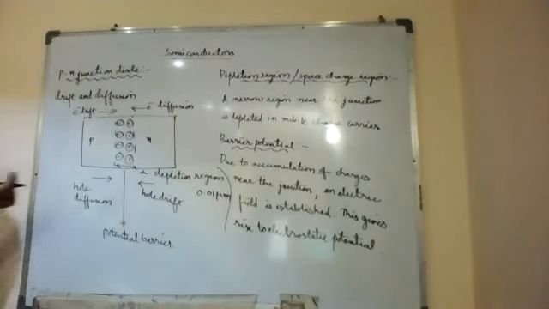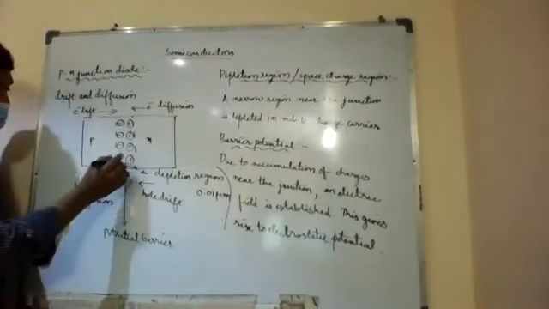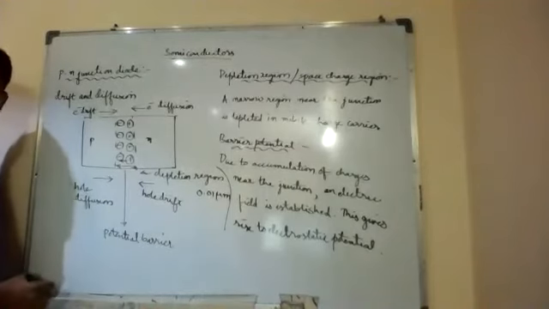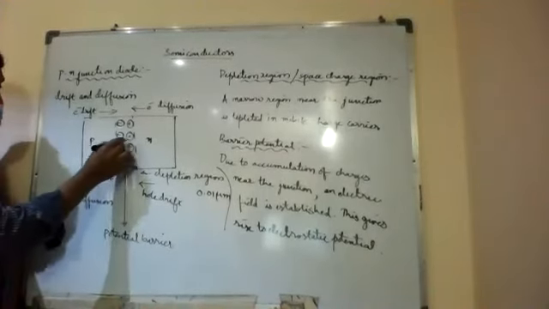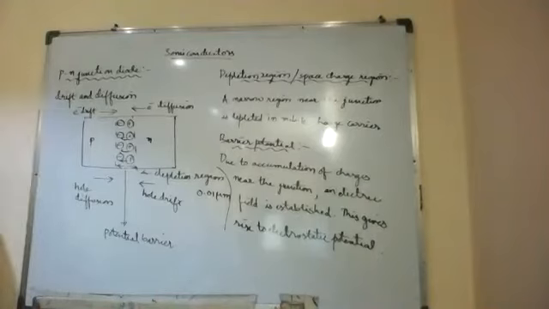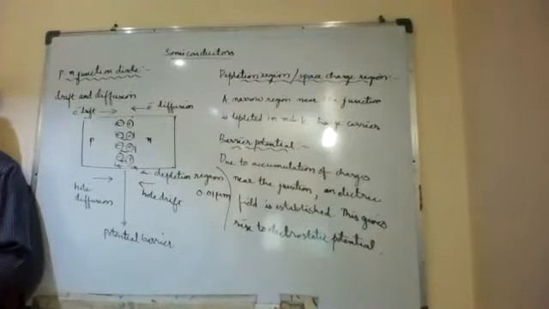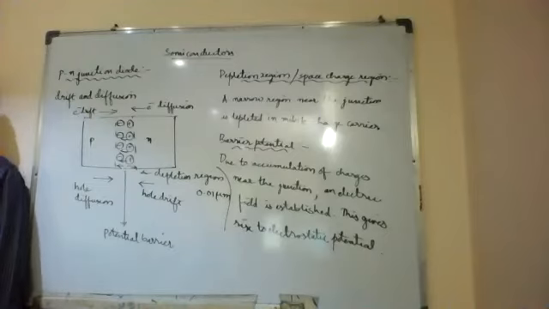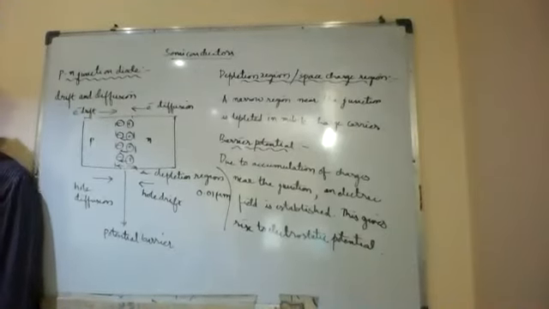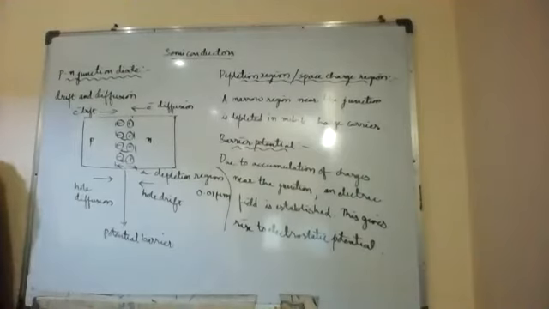See what is happening? When positive charges are here and negative charges are here, an electric field is established, from positive to negative, like this. That is giving rise to a potential. We have the formula E equals V by d, or V equals E into d, a very important relation between electric potential and electric field. Whenever there is an electric field, there is a potential developed over there. So that is said to be the barrier potential.